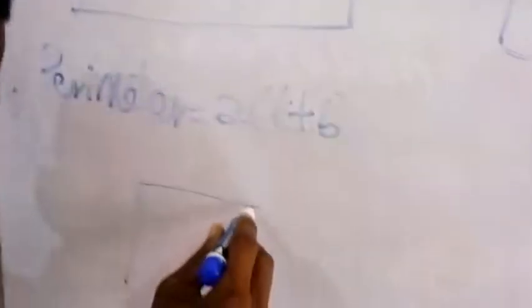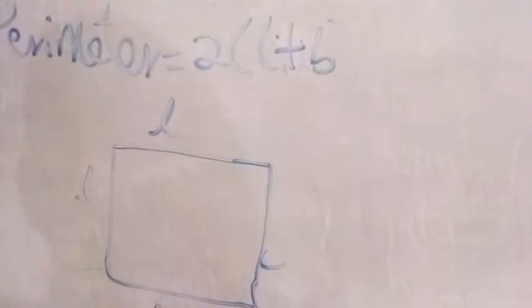For a square having 4 equal sides, since the sides are equal, all sides are the same length. So the perimeter of a square is given as 4 times length, which is 4 lengths, because it is a regular shape.